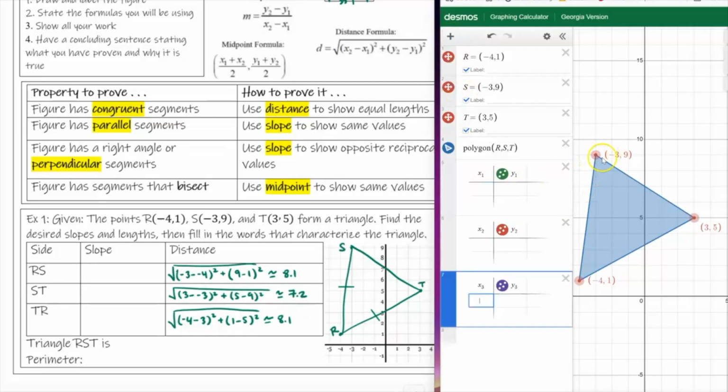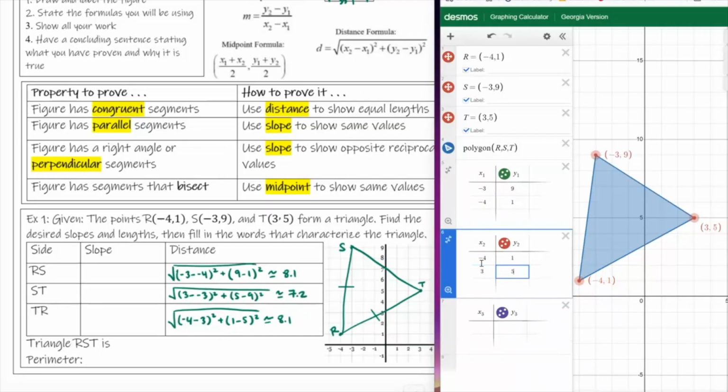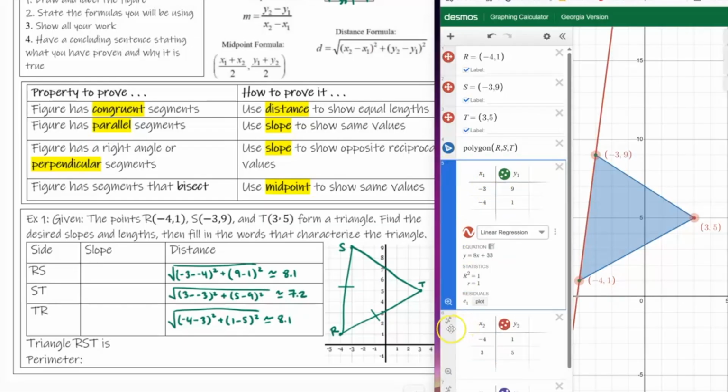All right, so I'll just start from here. So -3, 9. And I'll go here. So -4, 1. And then I'll go from -4, 1 to the next point, which is 3, 5. Then I'll go from 3, 5 back to my beginning, which was -3, 9. All right, so I already know what I know, but I'm just going to go ahead and put it in here.